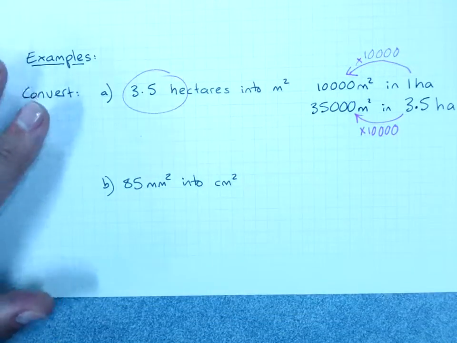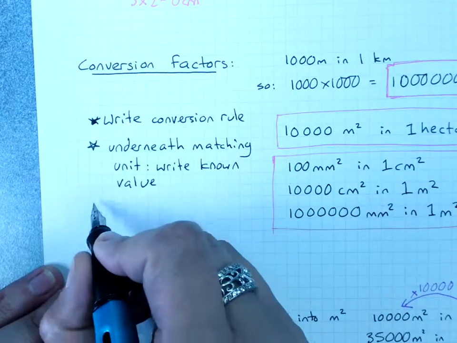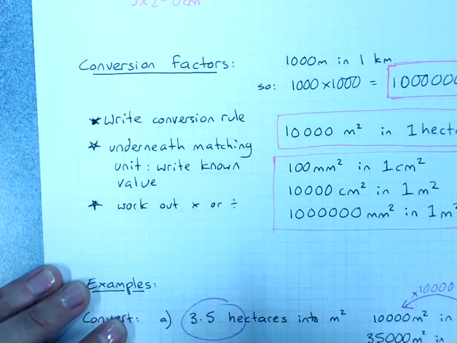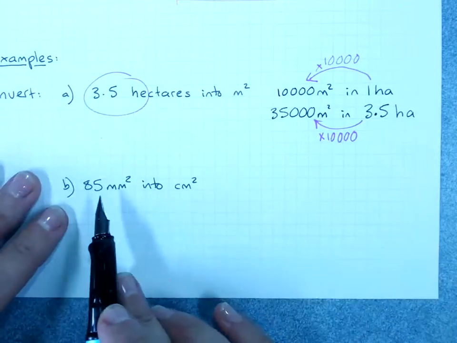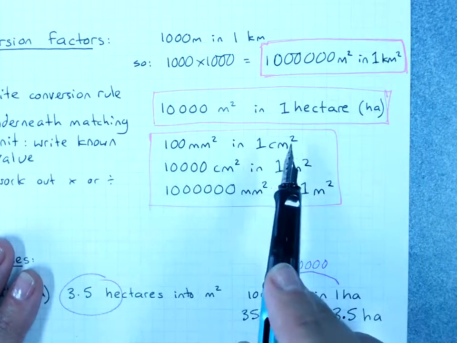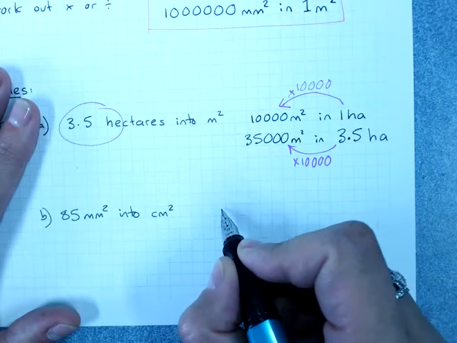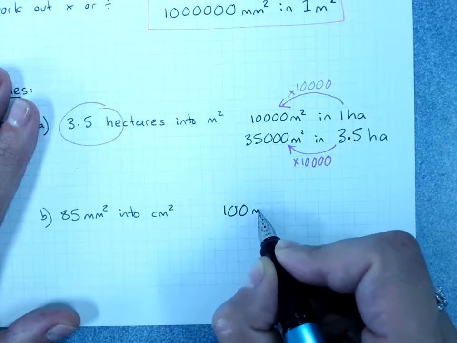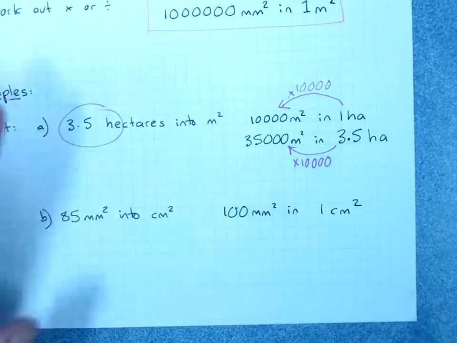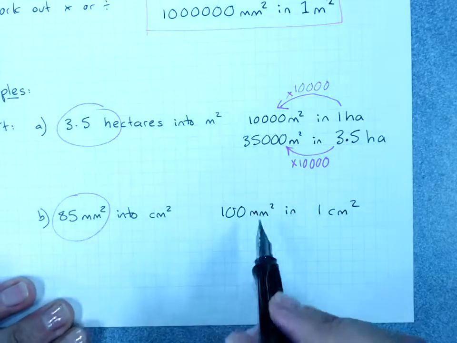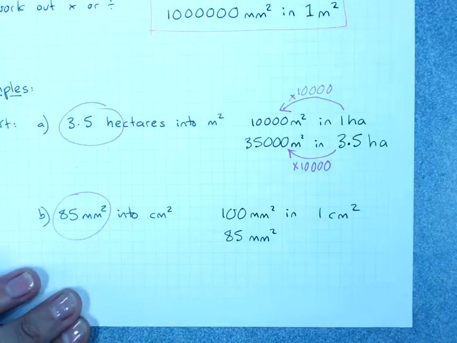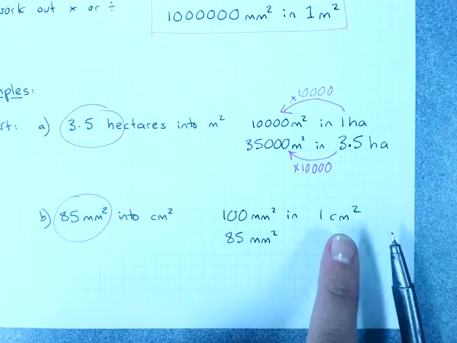So remembering how that works, our next step was work out times or divide. So my next one, 85 millimeters squared into centimeters squared. Find the conversion factor, millimeters squared in centimeters squared. And that was 100 millimeters squared in 1 centimeter squared. I've got a value of millimeters squared, so I write that under the millimeters squared side. 85 millimeters squared.